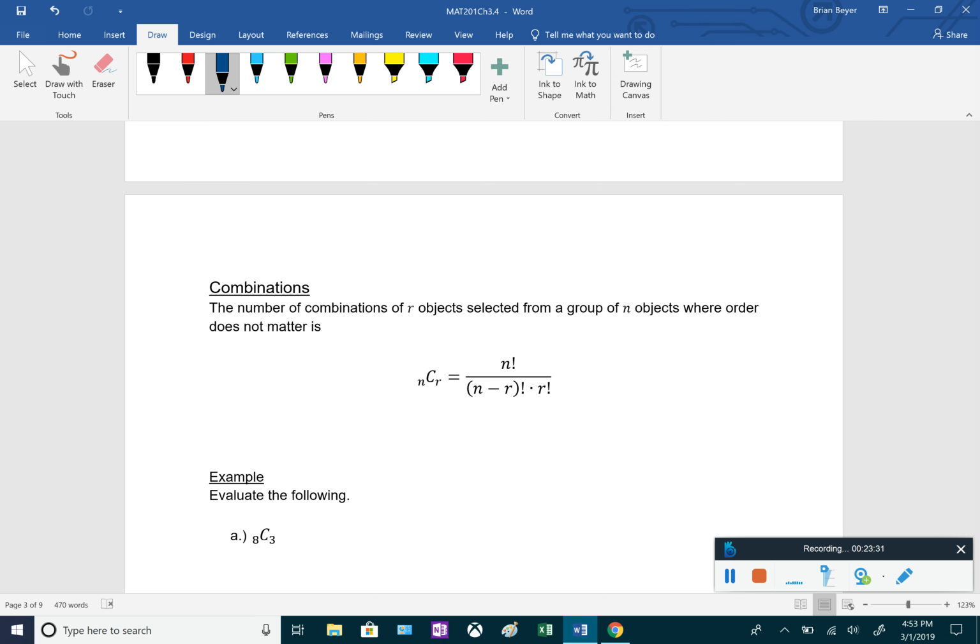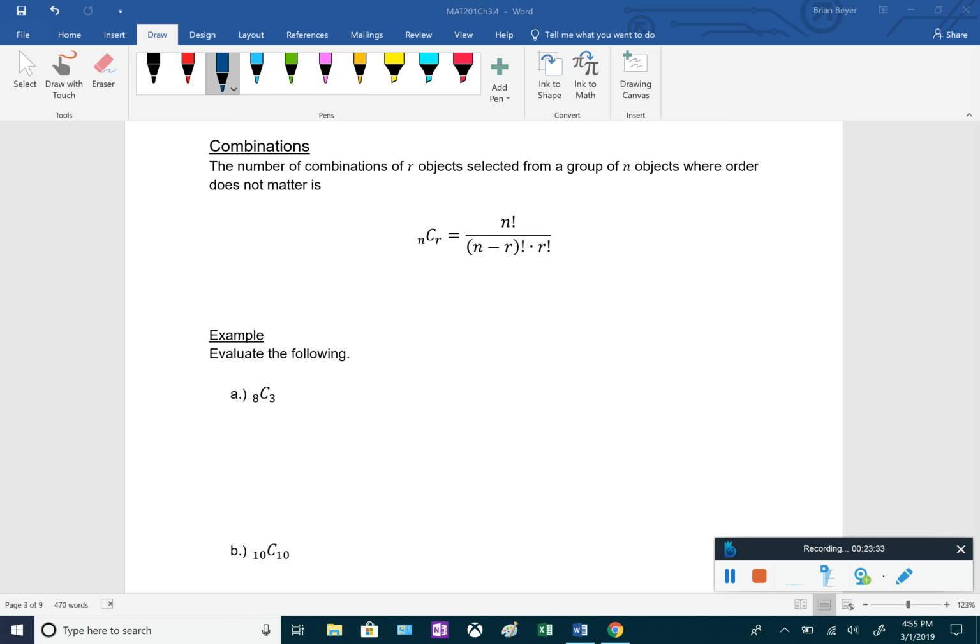For the last thing, we're going to do combinations. Before I get into the actual definition, it's when order does not matter. So anytime order matters, it is a permutation. Anytime order does not matter, it is a combination. The idea for combinations is going to sound pretty similar to permutations. It's how many different ways we can choose r objects out of n objects. And that's it. Notice the order does not matter here.